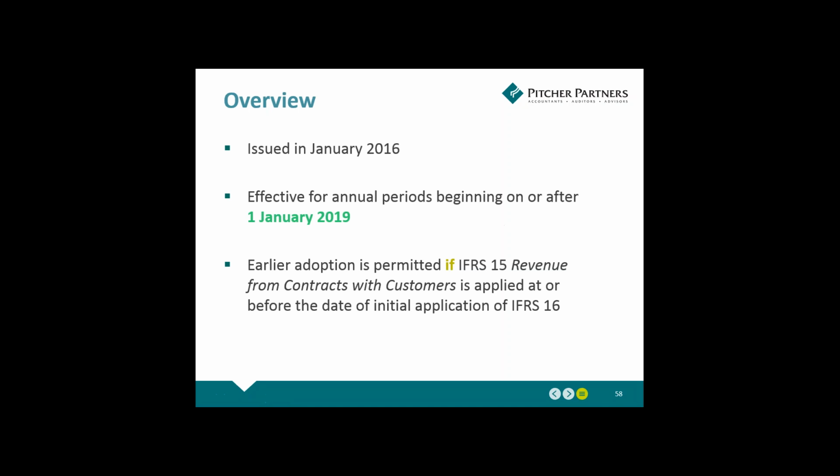The rest of the overview: the standard was issued in January this year. It's effective for annual periods beginning on or after 1 January 2019. It's a few years away, but we have to carefully consider whether we have all the data to do what the new standard requires. Do we have the systems in place? Do we do a number of calculations to determine whether we want to use the practical expedients or not? How will it impact bank covenants? How will it impact KPIs, bonuses, etc.?